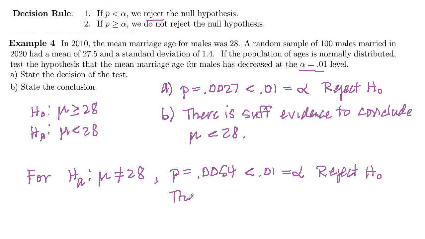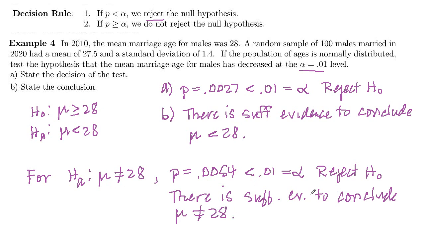There is sufficient evidence to conclude, but in this one we conclude mean not equal to 28. So to conclude the mean marriage age has changed. So both of those were statistically significant in this case. Small p-values are good in terms of establishing your research hypothesis, and large p-values are not statistically significant.